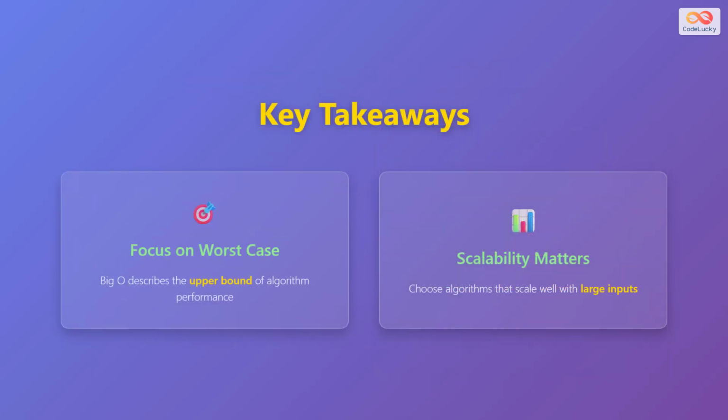So let's summarize the key takeaways. Always focus on the worst case. Big O notation describes the upper bound of algorithm performance, which means we're primarily concerned with how an algorithm behaves in the most challenging scenarios. And remember, scalability matters. Choose algorithms that scale well with large inputs, ensuring your code remains efficient and responsive as your data grows.